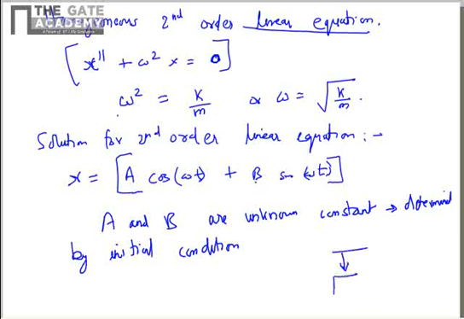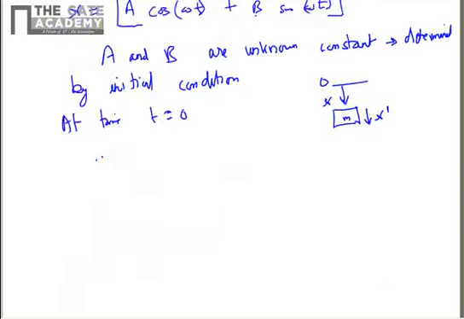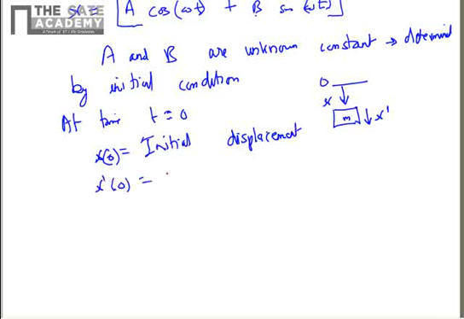Since the mass m is displaced x from the equilibrium position, at any instant it will have some velocity x dash. So we know at time t equal to 0, we will have an initial displacement x0. Let's say x at time 0 is the initial displacement, and at time t equal to 0 we will have an initial velocity x dash 0.